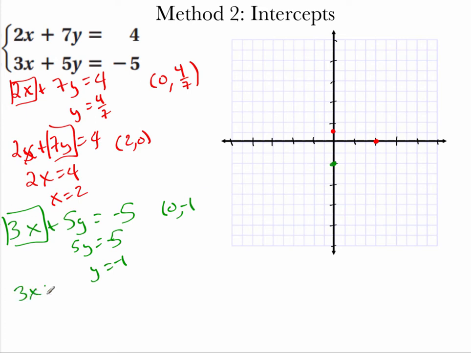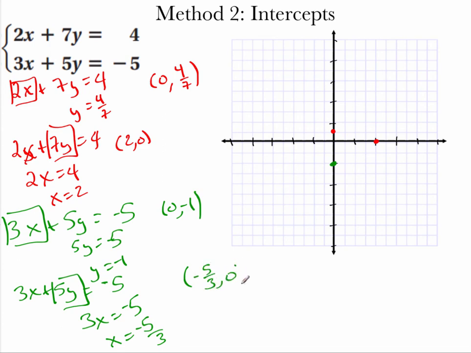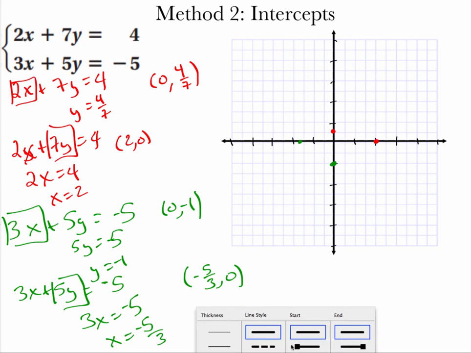Now, 3x plus 5y is negative 5. Set y equal to 0. So I have 3x is minus 5. x is minus 5/3. Now this is about, what, 1.67. So my point is going to be (negative 5/3, 0). So it's negative 1, negative 1.5, negative 1.67. So it's about right there. Now I'm going to come back in with my graphing utility and put in my line. You're going to use a ruler.